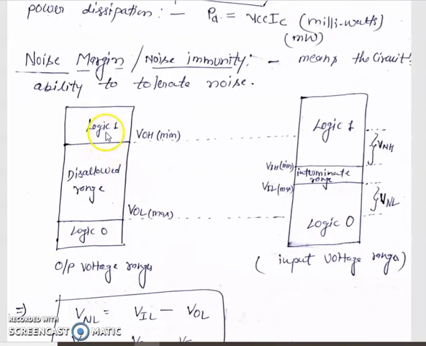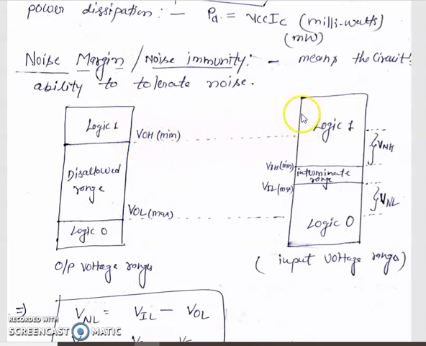We draw logic 1 and logic 0 divided by a disallowed range. This is logic 0 and this range is the maximum value of logic 0. This is VOL max. This is the output voltage at the low level, but it is the maximum value for logic 0. And this is VOH. This is logic 1. This is the output voltage at the high level minimum, because it is here the minimum value and it is here the maximum value, so it is minimum.